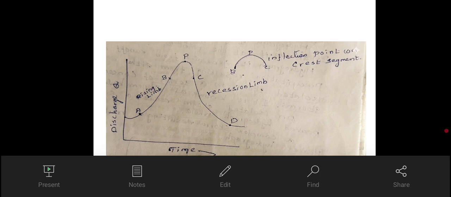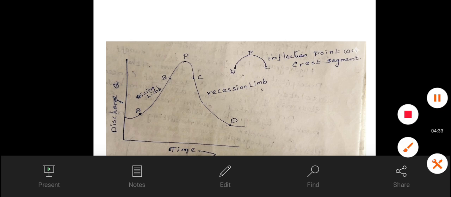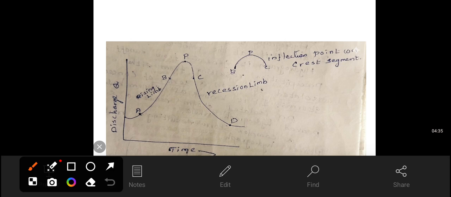Then the third one is the recession limb. The recession limb is CD, from the point of inflection C at the end of the crest segment to the base flow. The inflection point indicates the time at which rainfall stopped. The shape is independent of storm characteristics but depends on watershed characteristics.